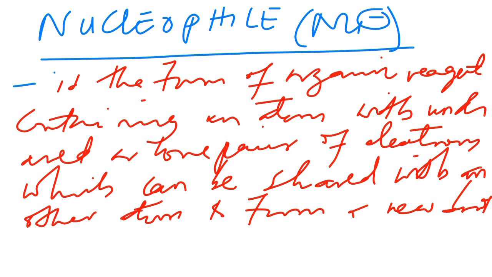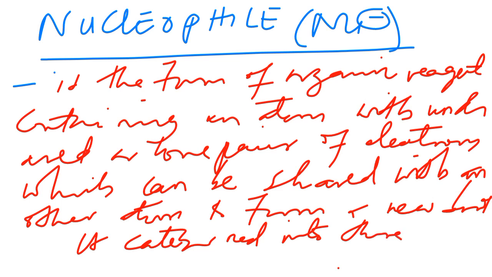So now we're going to look at these categories of nucleophile. Nucleophile is categorized into three forms. When we say nucleophile, we look at three aspects. The first thing is the negatively charged atom.